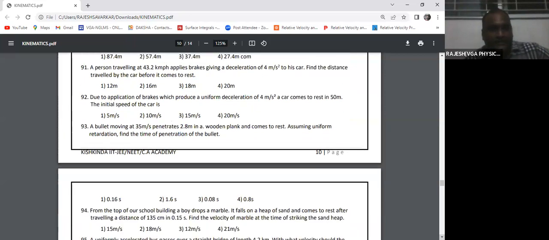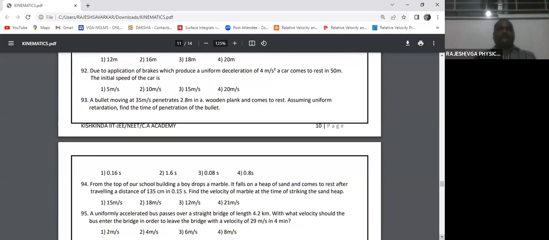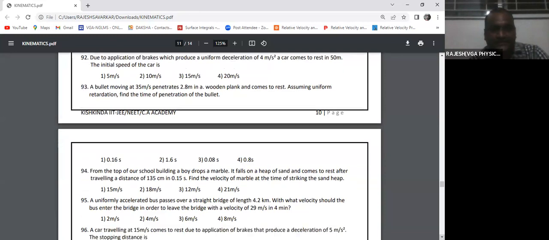A bullet moving at 35 meters per second penetrates 2.8 meters in a wooden plank, comes to rest. Assuming uniform retardation, find the time of penetration of the bullet. So s is 2.8, final velocity 0, initial velocity I know, time I want to find. s equal to u plus v by 2 into t. Right? s is 2.8, v is 0, u plus v by 2 into t.